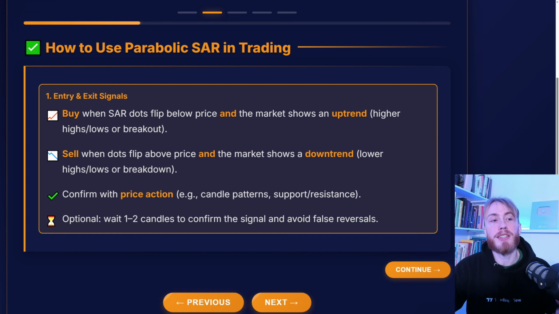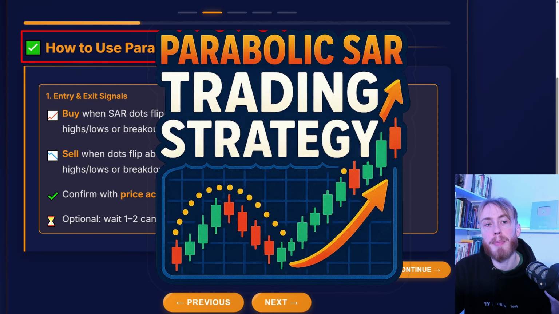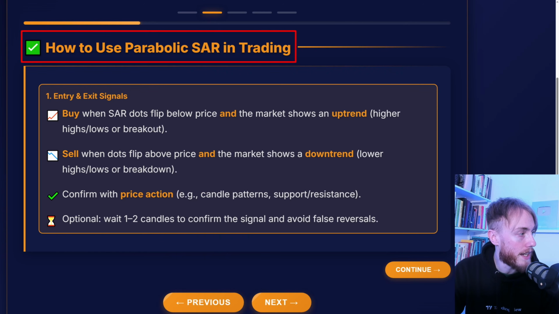But right, so now let's take a look at how to use the Parabolic SAR in trading. And the first use case here is as entry and exit signals.